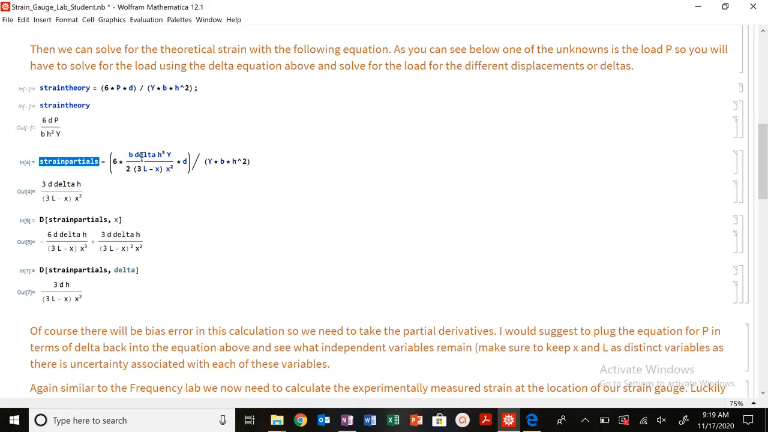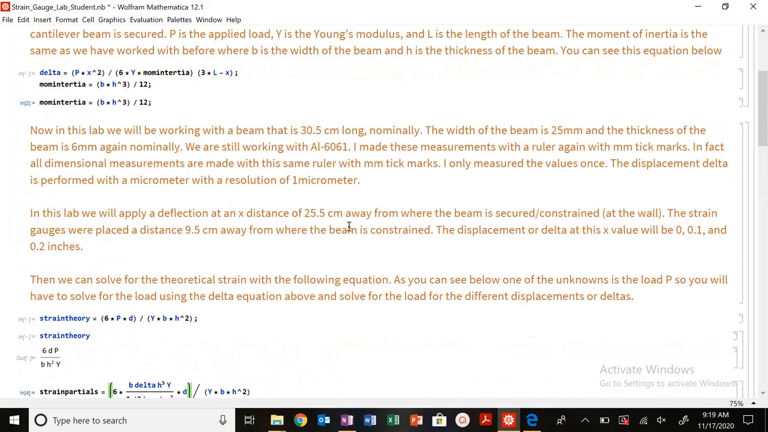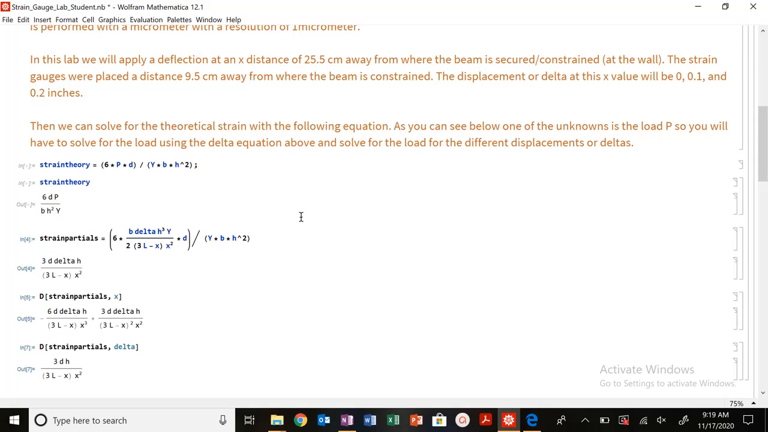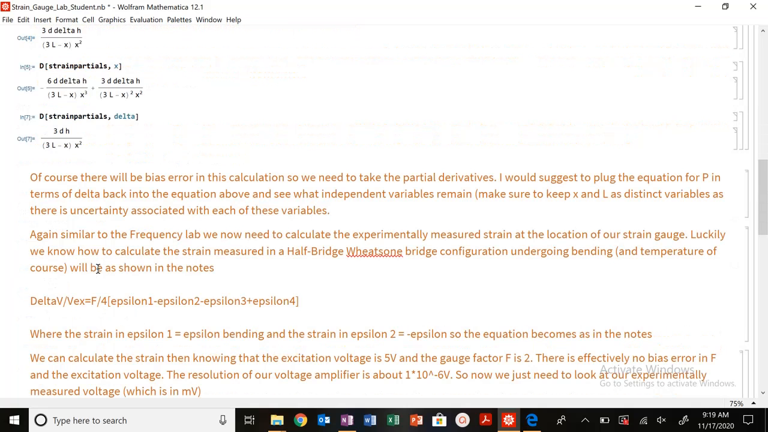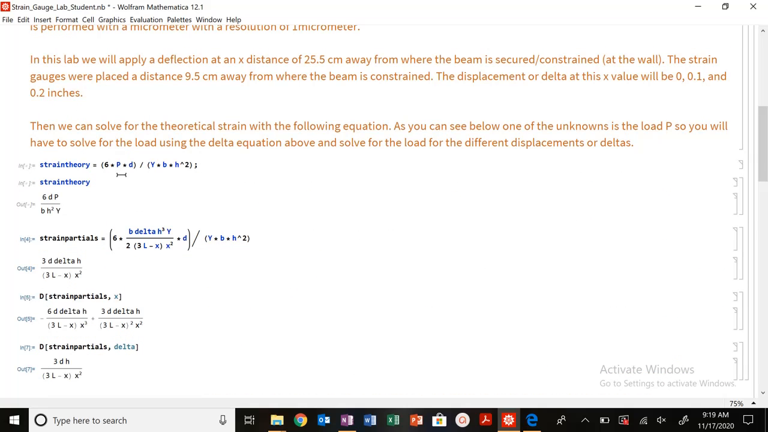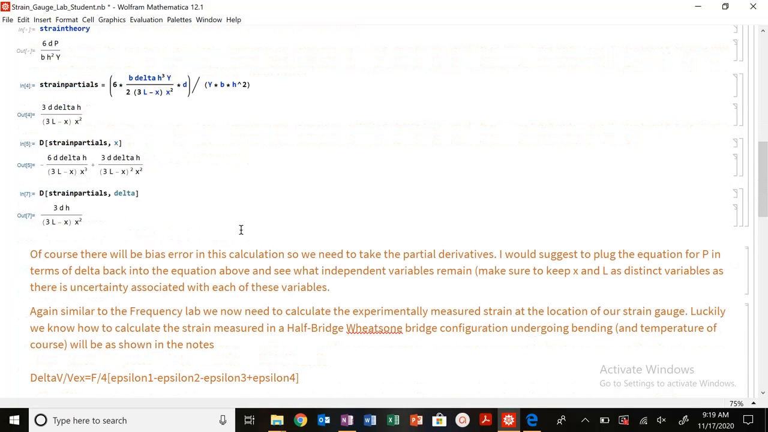So you're going to plug in for different values of delta. So 0, 0.1, and 0.2 inches. Now remember, convert everything here to meters. That is very, very important. Meters, Pascal, SI units. That's what we want to be working with in this lab. So from that, you plug in those values, you'll get your strain theoretical, and that's about it. So plug in for P, exactly.